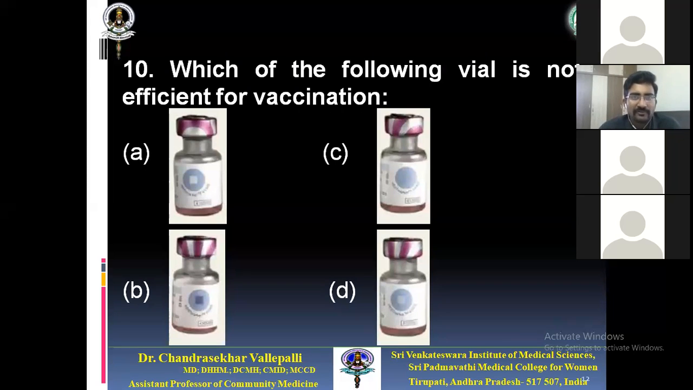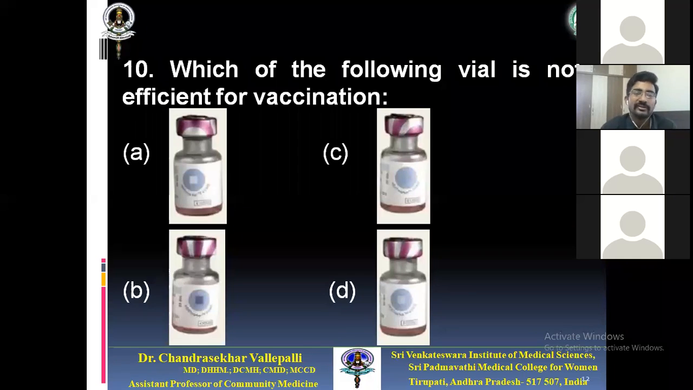Which is the vial not efficient for vaccination? C. B. B. You can pick multiple also in this question. Okay, many are opting for B. Okay, we will see what is this vaccine vial monitor.